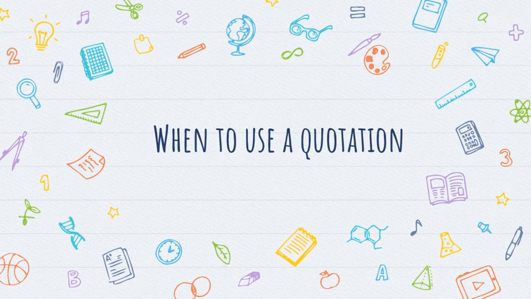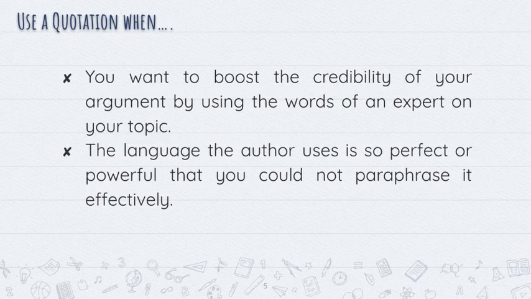Now, before I show you how to use a quotation, we need to ask ourselves, when should we use a quotation? Well, you might use a quotation when you want to boost the credibility of your argument by using the words of a trusted expert on your topic. You may also use a quotation when the language the author uses is so perfect or powerful that you could not paraphrase it effectively. You might also use a quotation when you want to analyze the speaker's words or argument, or when you want to counter the speaker's position in detail.